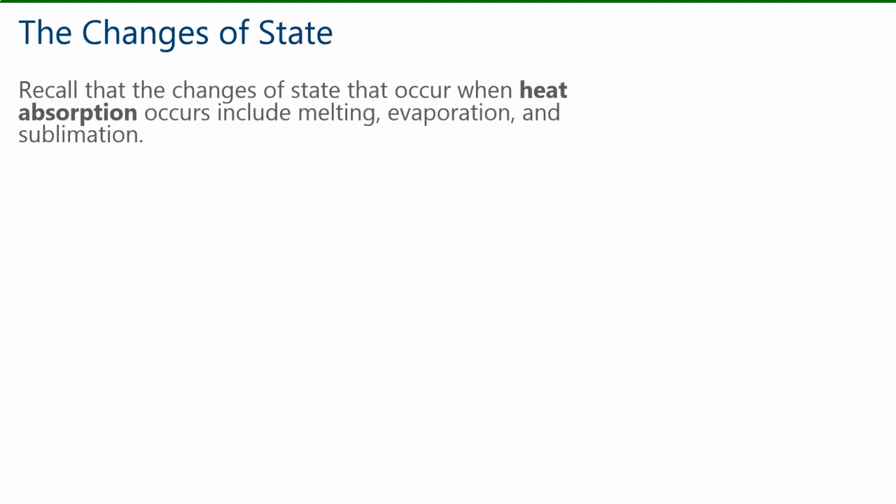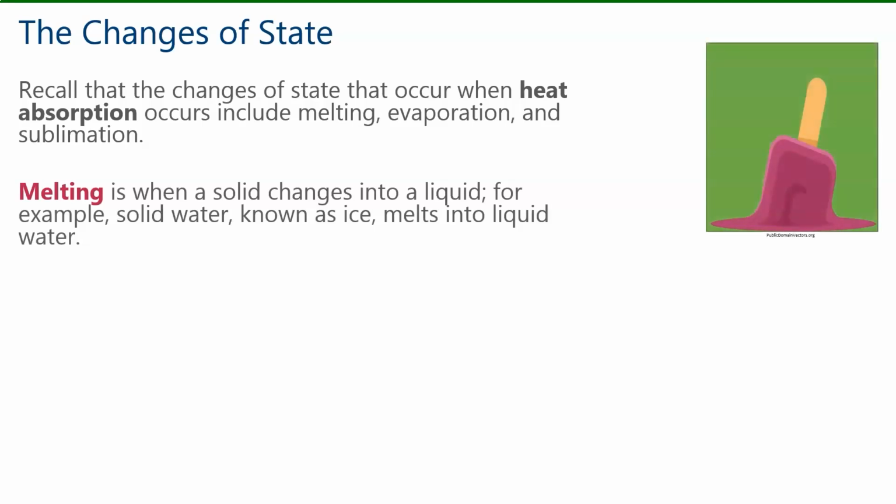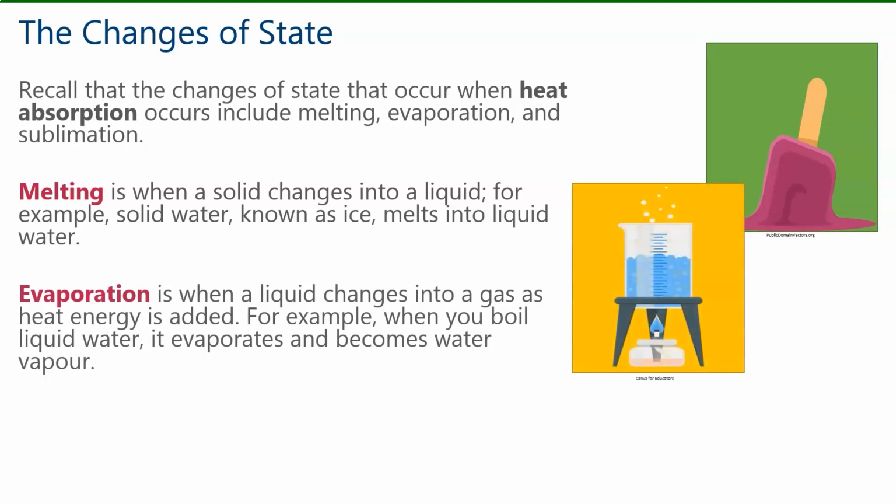Recall that the changes of state that occur when heat absorption occurs include melting, evaporation, and sublimation. Melting is when a solid changes into a liquid. For example, solid water, known as ice, melts into liquid water. Evaporation is when a liquid changes into a gas as heat energy is added. For example, when you boil liquid water, it evaporates and becomes water vapor.